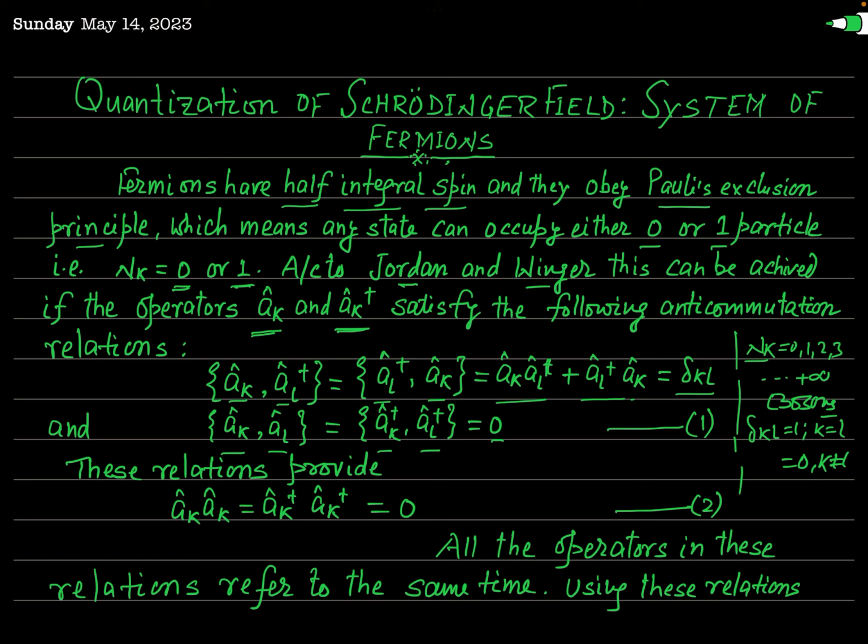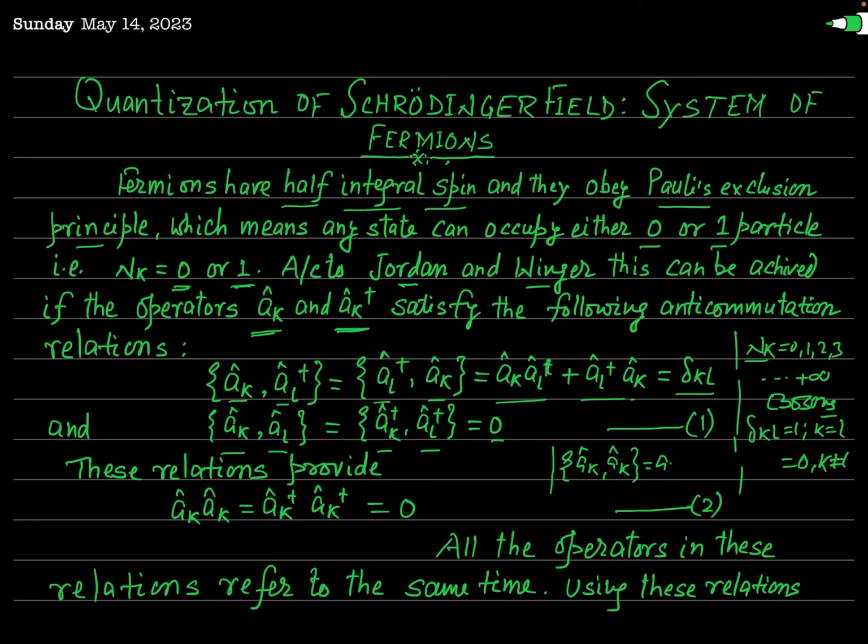And actually from these two results you can easily find that if our aim is to obtain the anti-commutator of a_k hat with a_k hat, then that will be equal to what?